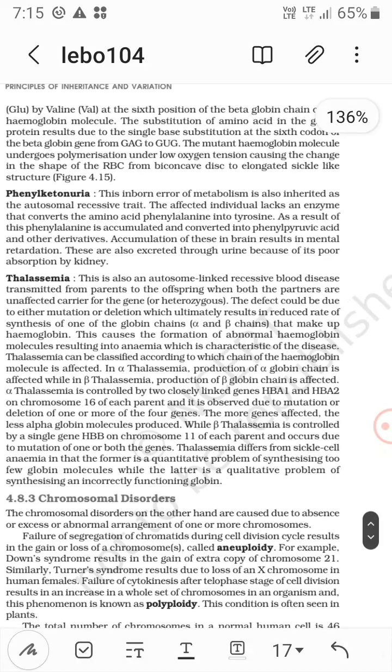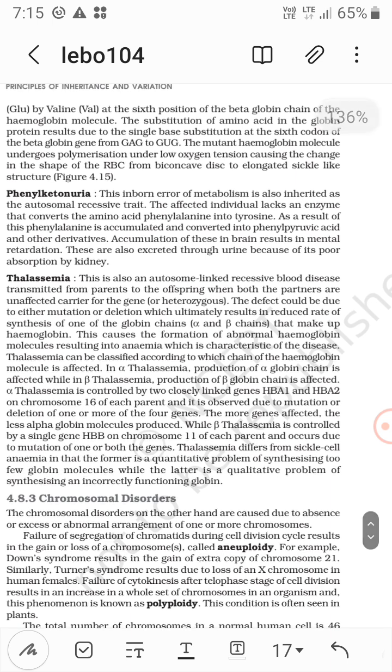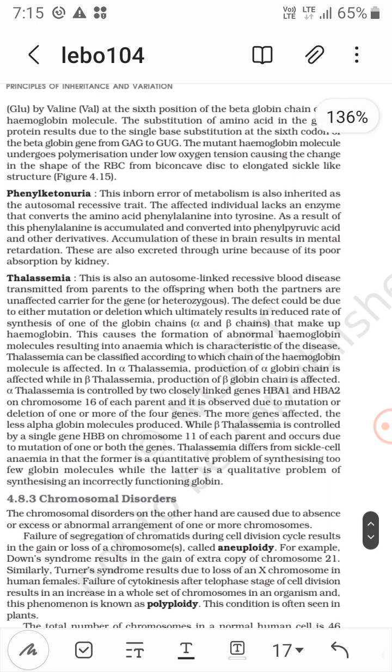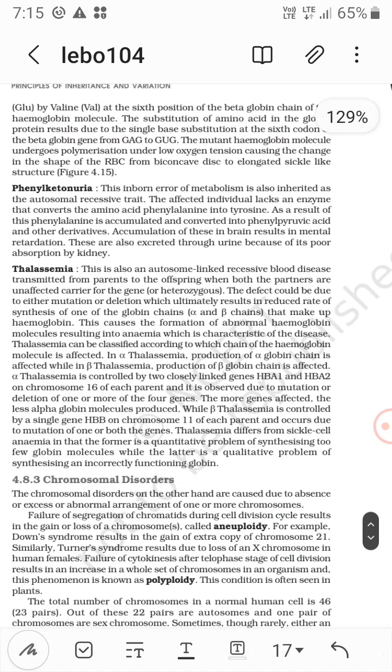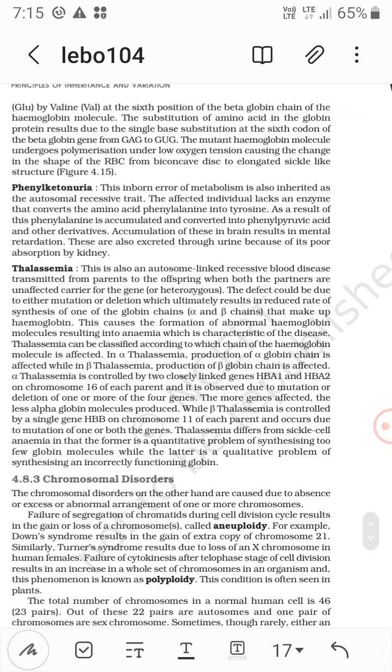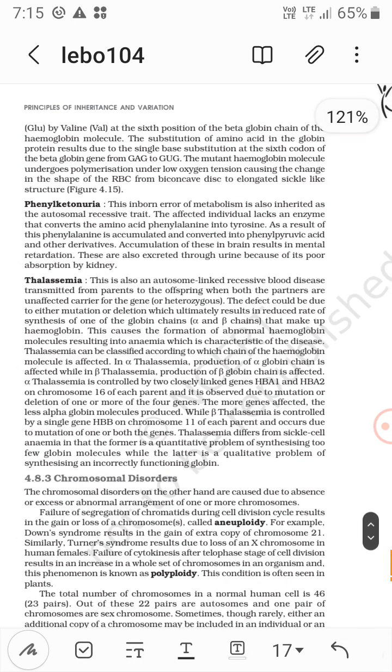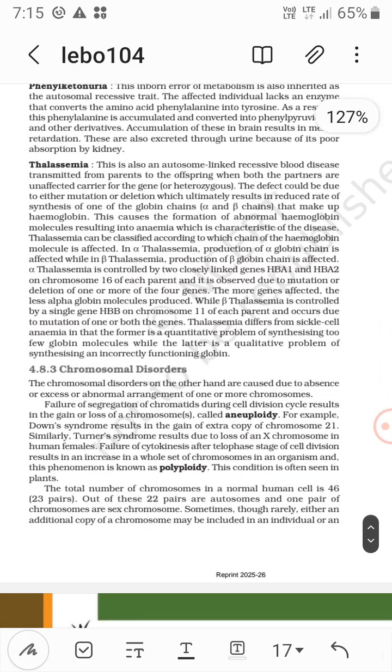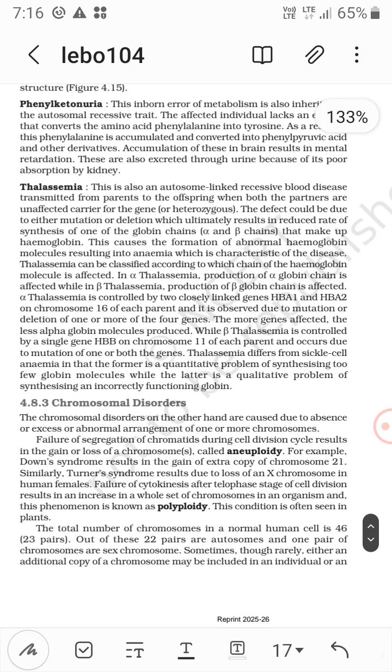So this is phenylketonuria. It is an inborn error of metabolism. Okay, this is an autosomal recessive trait. The affected individual lacks an enzyme that converts the amino acid phenylalanine into tyrosine. So phenylalanine hydroxylase, this is the enzyme. Now we are talking about thalassemia. This is also an autosomal linked recessive disorder.